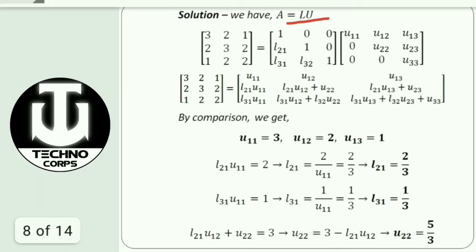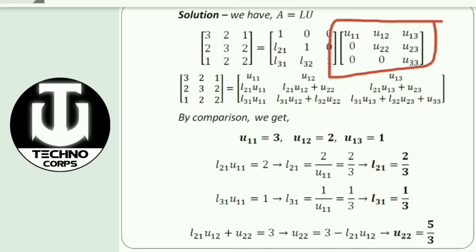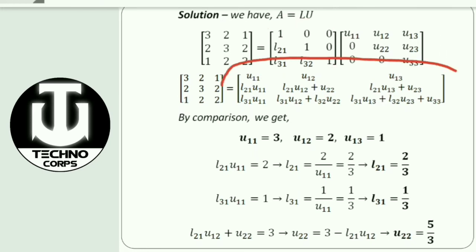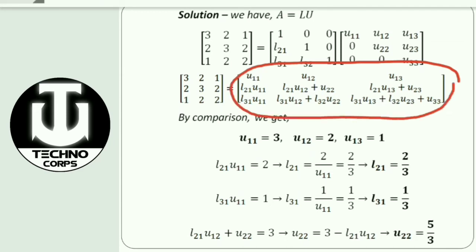So we have A equals LU. What is A? A is the given matrix. What is L? That is my unit lower triangular matrix. Okay, now what is U? That is my upper triangular matrix. Okay, so the product of these two can be written like this. You can see this is a simple product. Okay, so here you can see this matrix is equal to this, right?